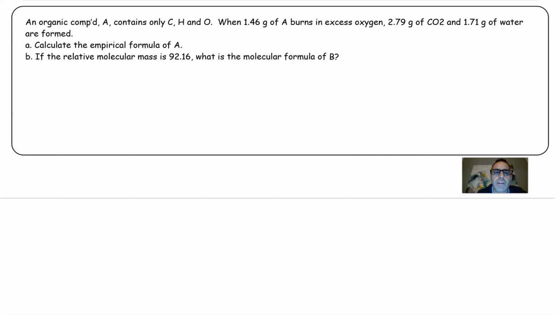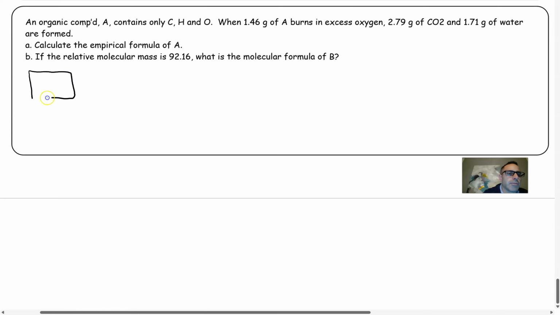Okay, so here's a quick video to take you through one of the kind of tough questions when it comes to determining empirical formulas and then an actual molecular formula for an unknown compound. So we've got this compound, and it's made up of three elements. It's got carbon, it's got hydrogen, and it's got oxygen.